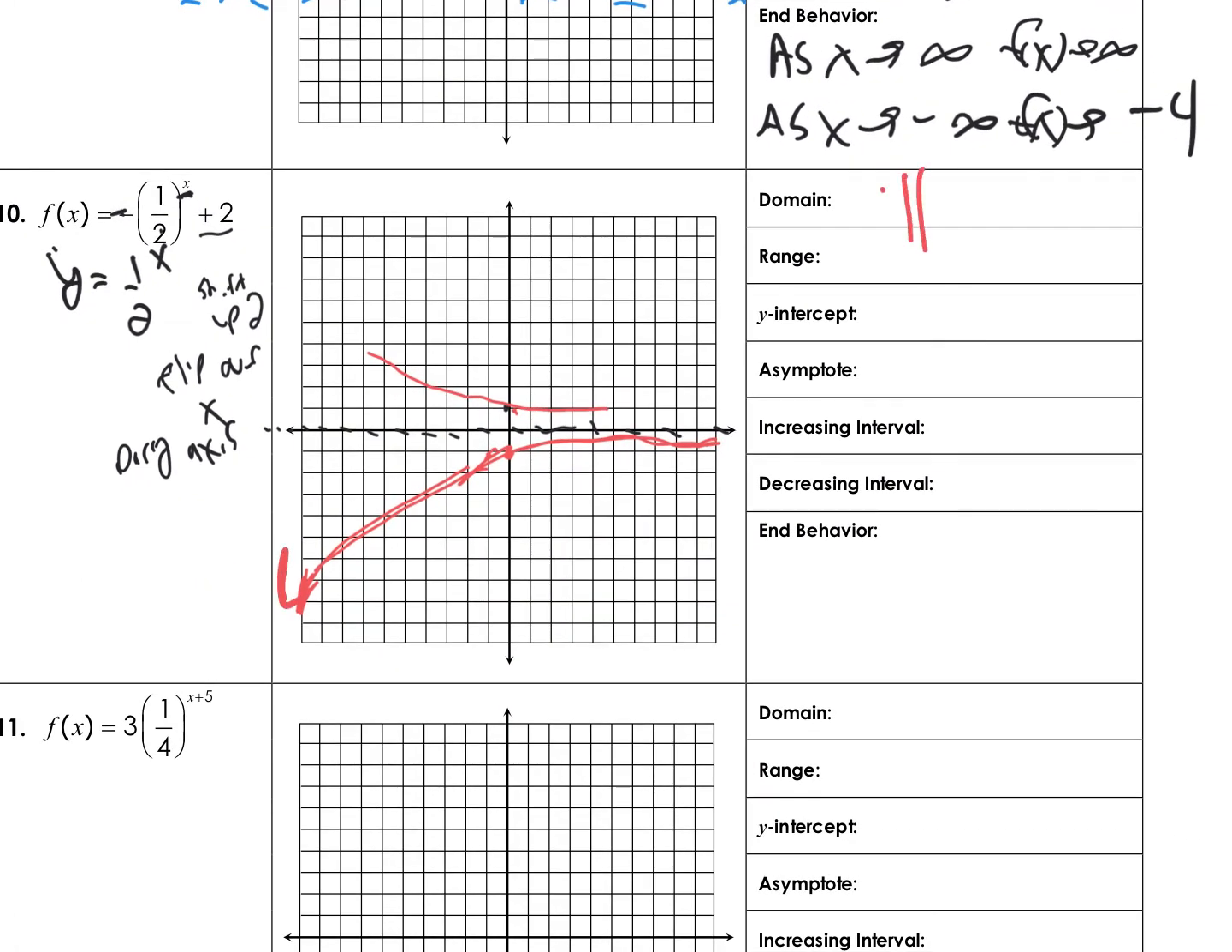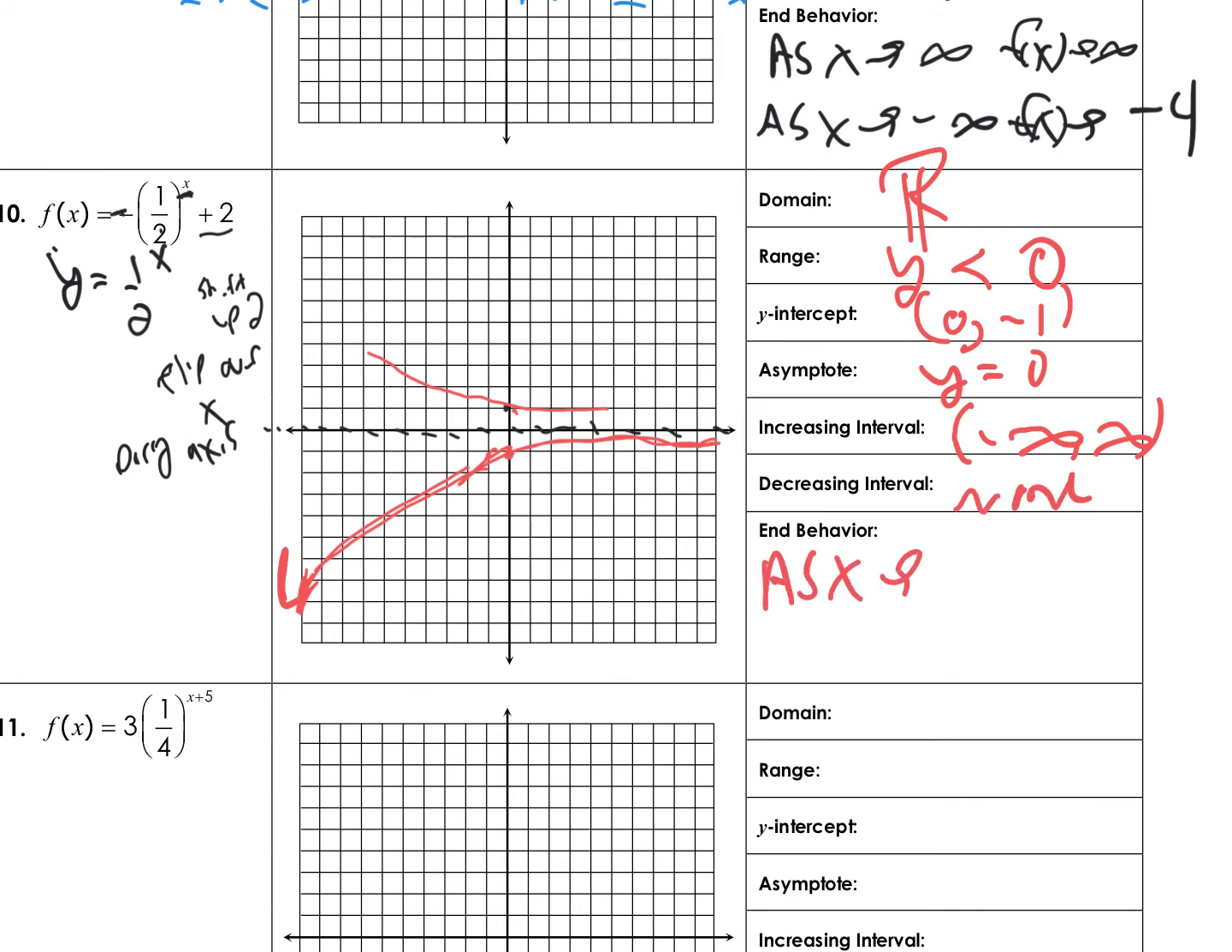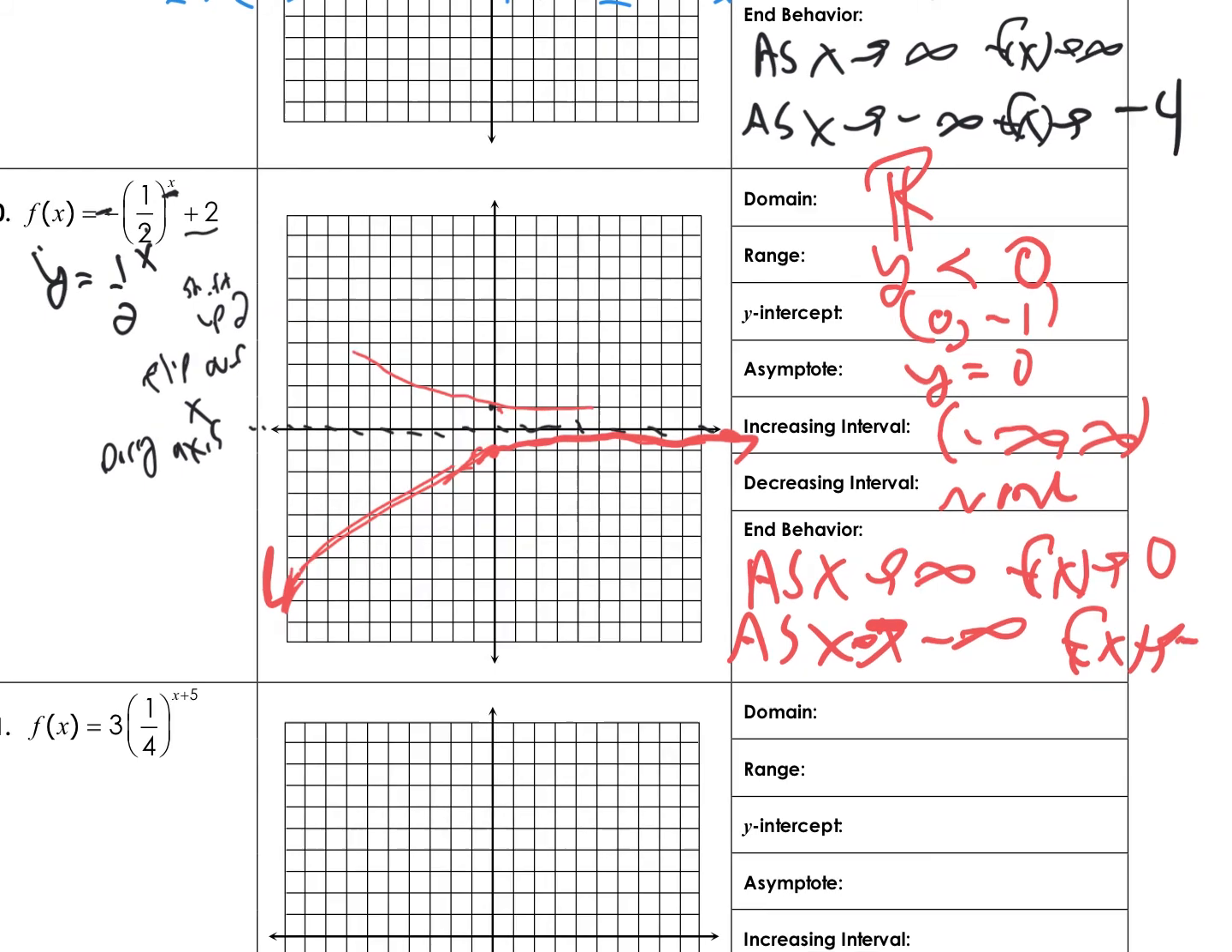Domain, all real numbers. Range, y is less than 0. Because it goes down now, it doesn't go up. Y-intercept used to be 0, 1. Now it's 0, negative 1. Asymptote still is y is 0. Increases, ha-ha. It does increase from negative infinity to infinity. Decreases, none. As x goes to the right forever, f of x goes to 0. It still goes to 0. As it climbs up, it still goes to 0. As x goes to the left, f of x goes to negative infinity. It's a little different.